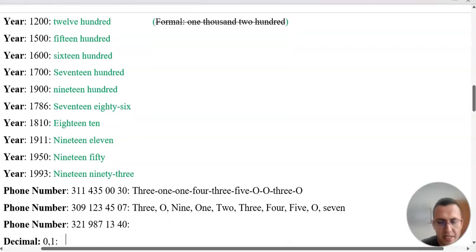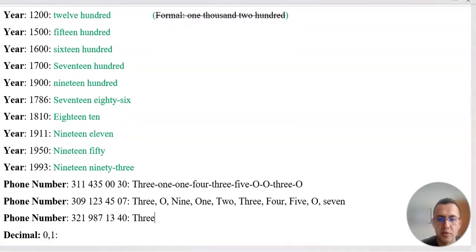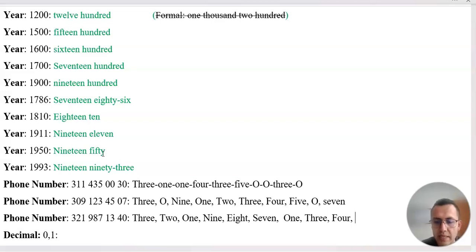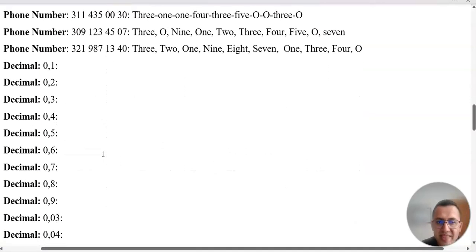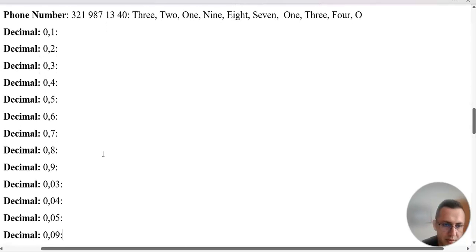Okay, let's continue with the other phone number. It will be 3, 2, 1, 9, 8, 7, 1, 3, 4, y el último cero, the final zero is like O. No zero. Okay, we continue with the next category of numbers, and we got decimal numbers, decimals, okay?